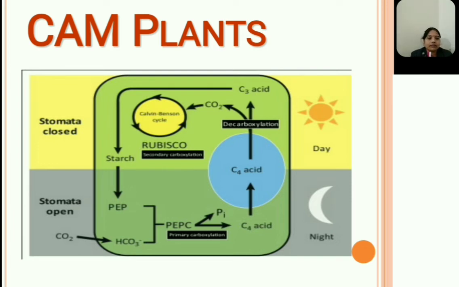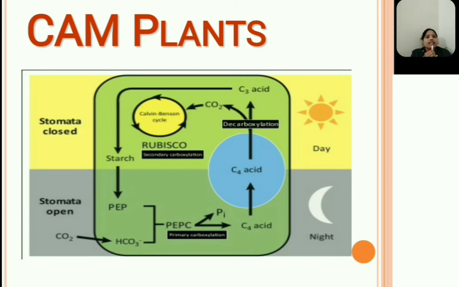So here during daytime stomata are closed. Malic acid undergoes decarboxylation and forms pyruvic acid and carbon dioxide. The released carbon dioxide enters the Calvin cycle, and sugar is produced via this Calvin cycle, which is converted into starch, and the remaining product is pyruvic acid. So 3-carbon pyruvic acid is also converted into starch, which gets accumulated during daytime.